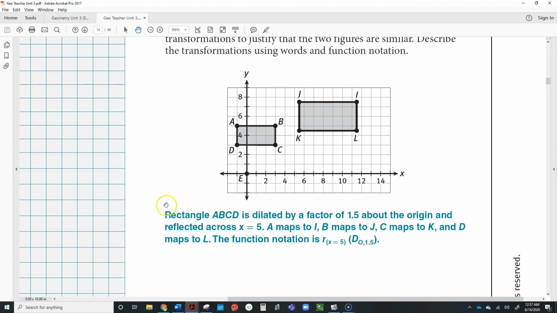Here it says rectangle ABCD is dilated by a scale factor of 1.5. We figured that out, about the origin. And then it's reflected about the line x equals 5. That maps A to I, B to J, D to L, C to K. This would be doing the dilation first and then the reflection. And it does matter what order. Dilations should be done first; that's generally the order. You do whatever it says, but if you reflect it and then dilate it, you're going to get a different answer than if you dilate it and then reflect it.